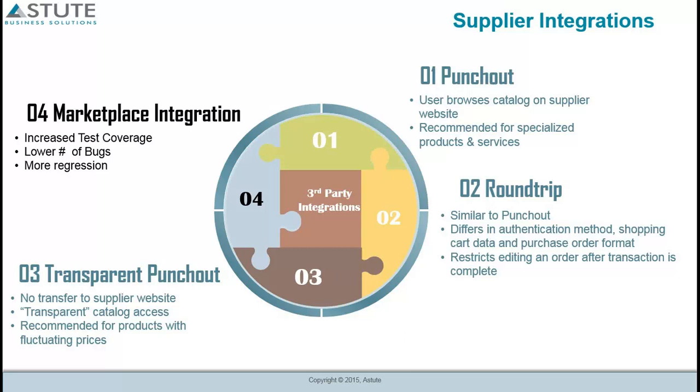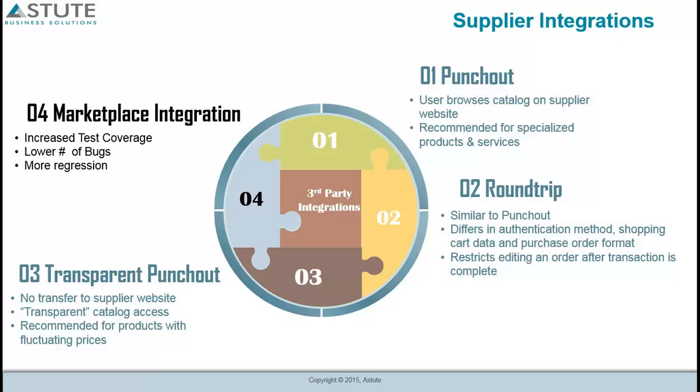Then about the round trip, this feature also is very similar to punch out, and it allows users to browse and search a supplier's catalog, and it takes you back to the ePro requisition after you have chosen which items you want to add to your shopping cart. And after you complete a transaction, that's the only restriction here with round trip is after you complete a transaction using round trip, you can return to view your contents. However, you cannot edit your shopping cart to make changes in your order.